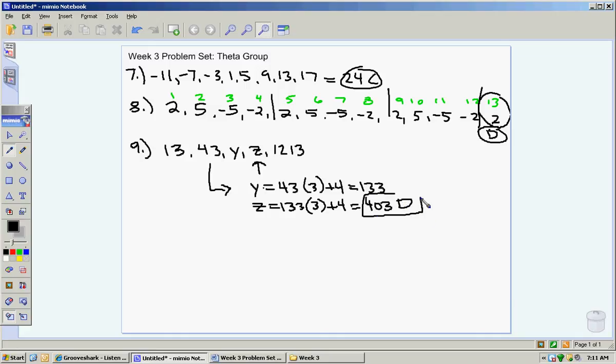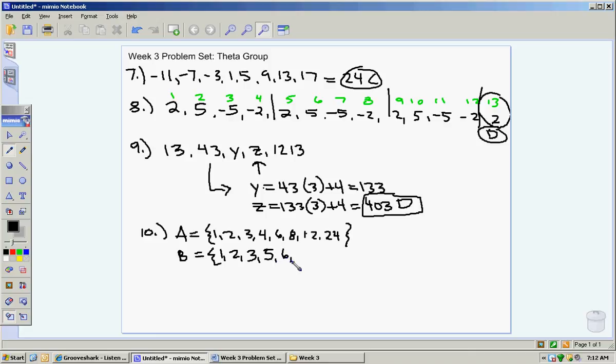On to 10. Now we're talking about sets, and just to give you a little bit of extra factoring practice, we're told A is the factors of 24. So A consists of 1, 2, 3, 4, 6, 8, 12, and 24, because all of those numbers can be evenly divided into 24. And B is the factors of 30. Starts out similar, 1, 2, 3, goes to 5, 6, 10, 15, and 30.